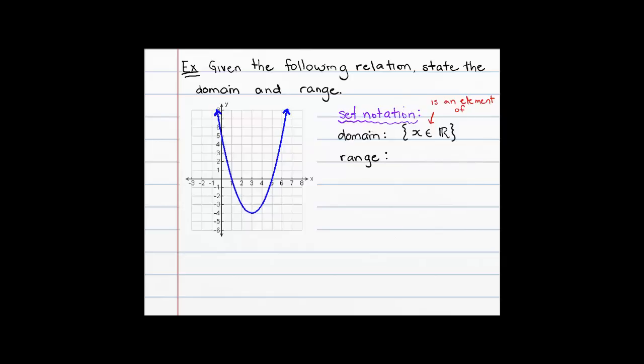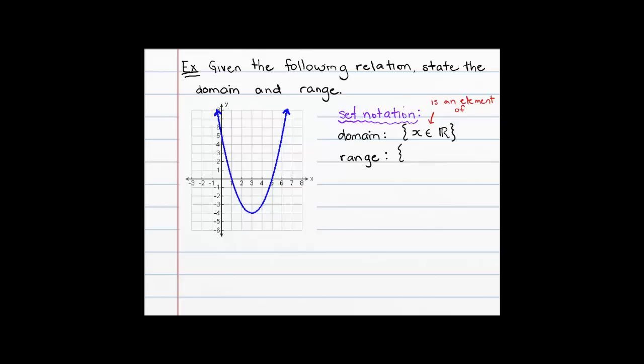Okay, let's look at the range. The range is a little bit different. Here we'll see that the parabola opens up, so all of the values in the range for y will continue infinitely up. However, there is a lower minimum value. The minimum value for this particular parabola is -4.